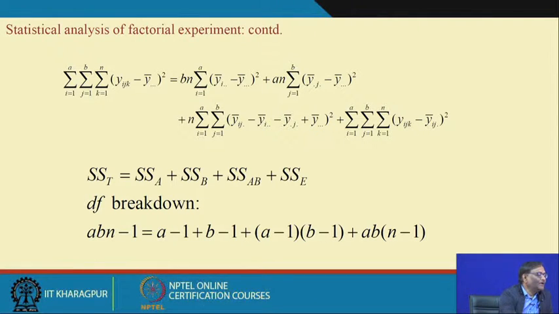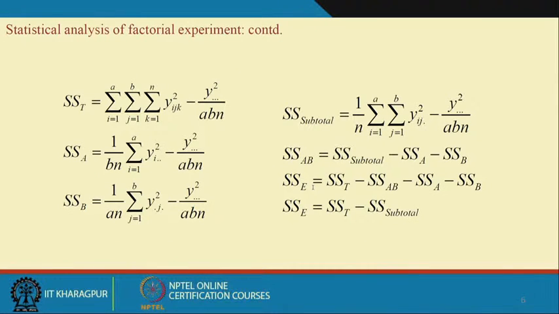Okay. And then the degrees of freedom will be accordingly broken down. For the total number of observations, abn minus 1 gives you the degrees of freedom for SST, then a minus 1 for SSA, b minus 1 for SSB, (a minus 1)(b minus 1) for SSAB, and ab(n minus 1) for SSE. Okay. So, this is what the sum squares are for different effects.